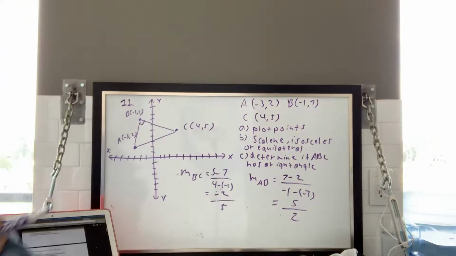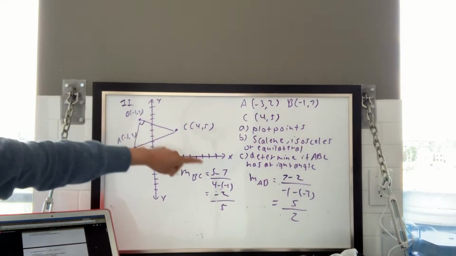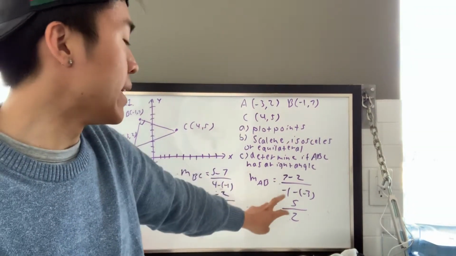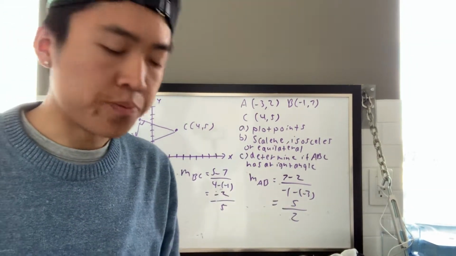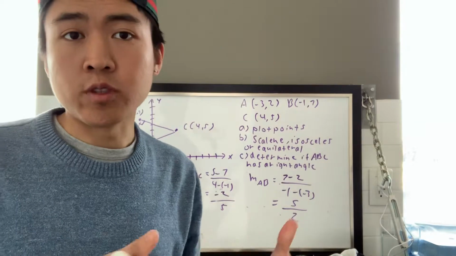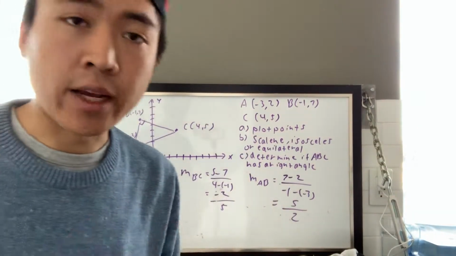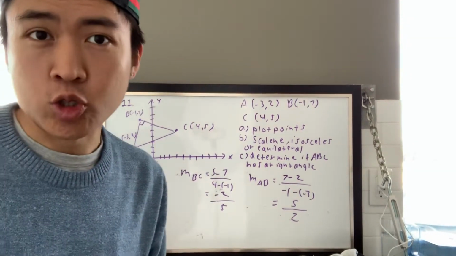Okay, awesome. So what you have here is that the slope of BC is negative 2 over 5, and the slope of AB is positive 5 over 2. Because the slopes of the 2 line segments are negative reciprocals, that means they're meeting at a 90-degree angle and they are perpendicular to each other.